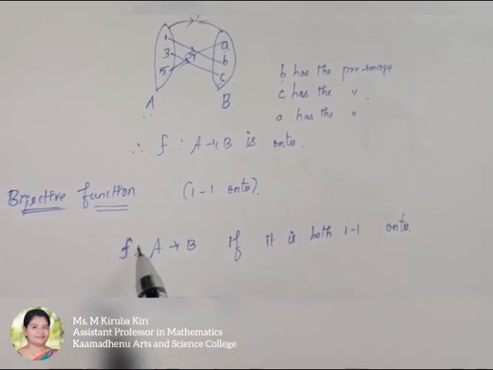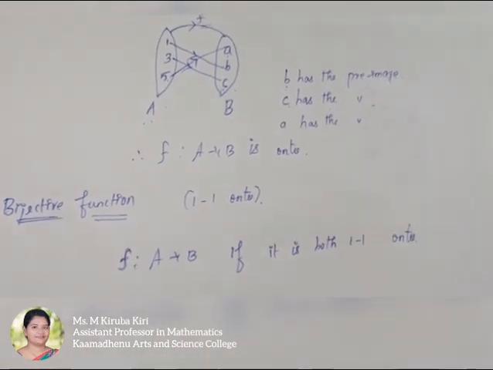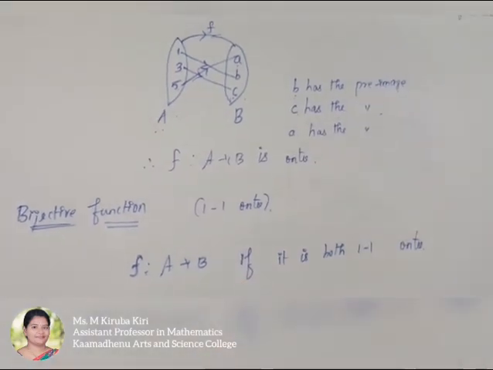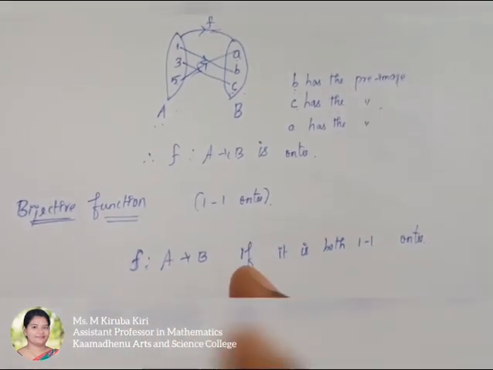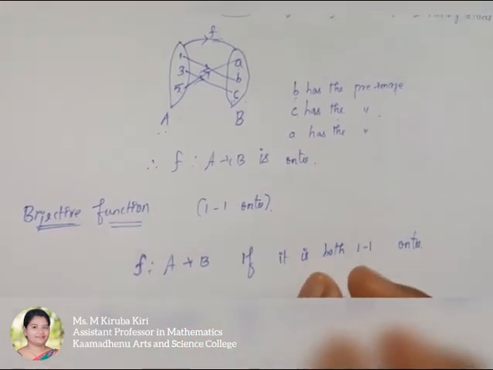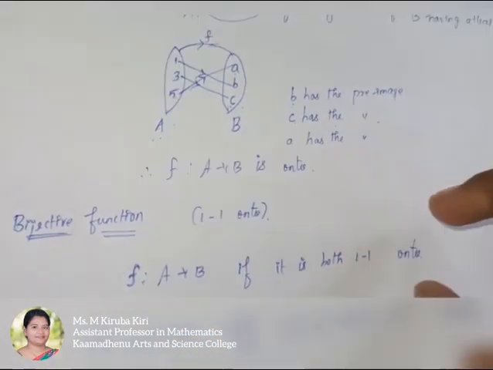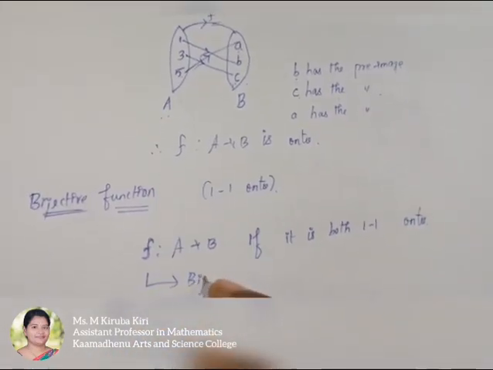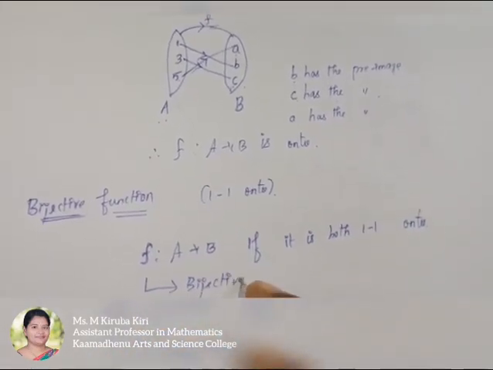If this function f from A to B satisfies one to one only, then this function is not a bijective function. If this function f satisfies both the conditions of one to one and onto, then this f is called a bijective function, or one to one onto function.